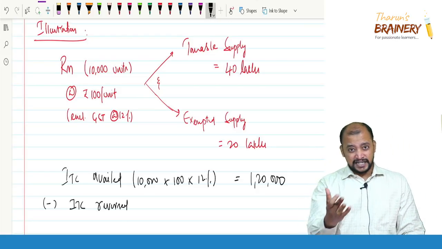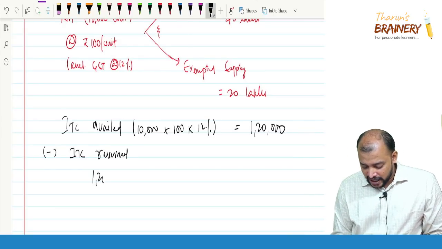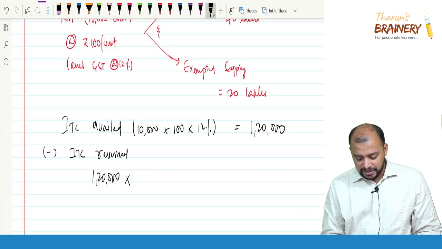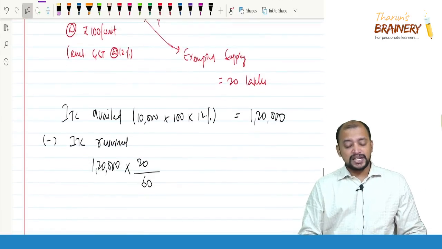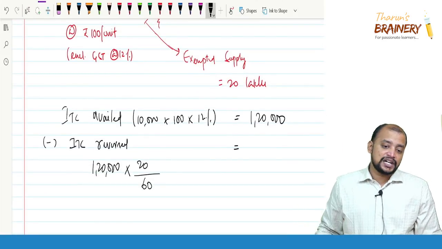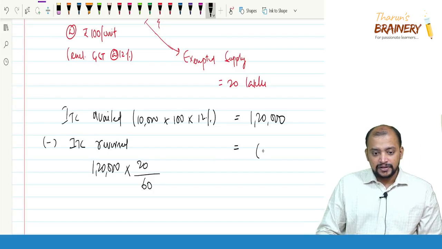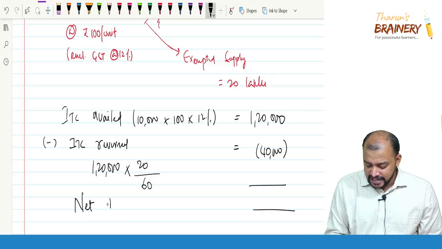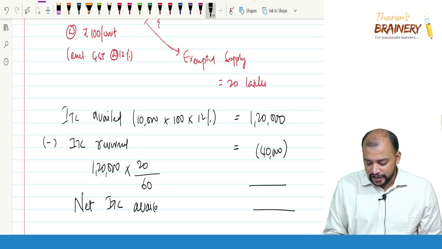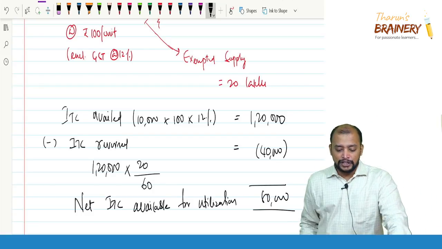And minus ITC reversed. So first we will take the credit. Thereafter we will reverse the ITC proportionate to exempted supply. That is 1,20,000 into exempted supply, 20, divided by total, 60. So 20 divided by 60 will be reversed. What is 1,20,000 into 20 divided by 60? So 40,000. So it will be reduced. Then this is the net ITC available for set off, net ITC available for utilization. So the net ITC available for utilization is 80,000. So this is how you will do it.